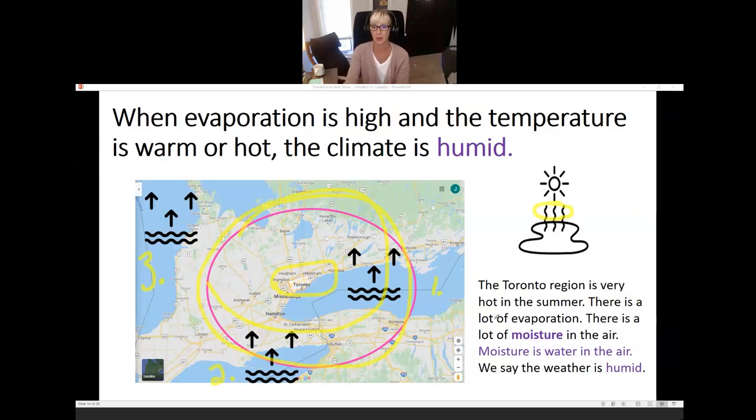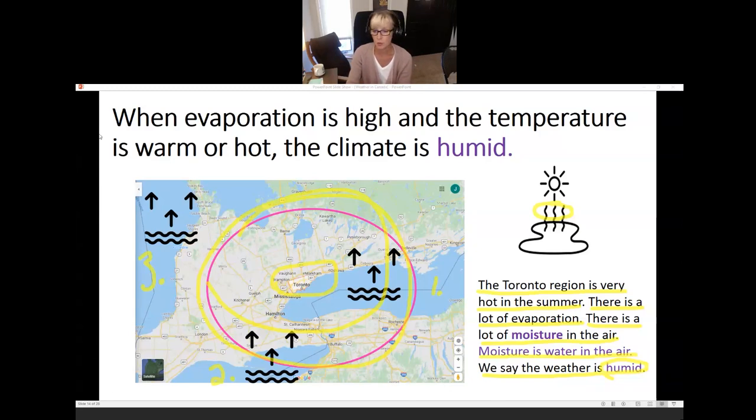So let's read together. The Toronto region is very hot in the summer. There is a lot of evaporation. Evaporation, water up. There is a lot of moisture in the air. Moisture is a new word. Moisture is water in the air. We say the weather is humid. Humid is a lot of water in the air.